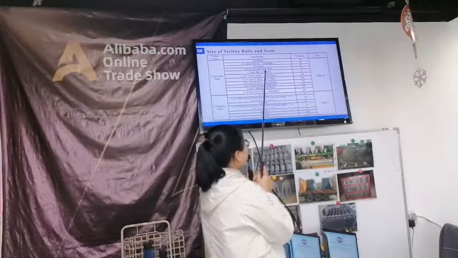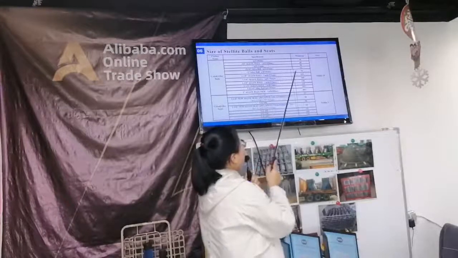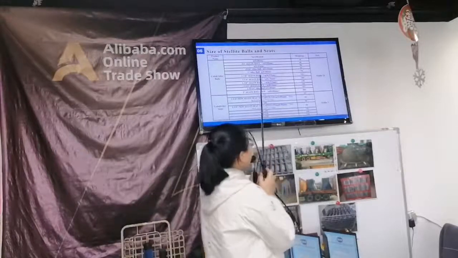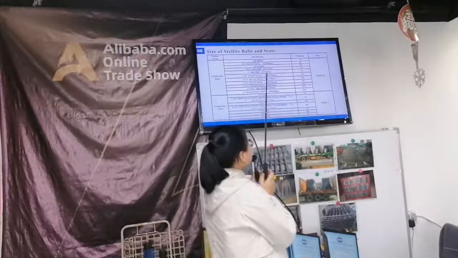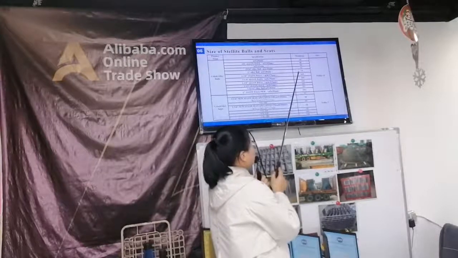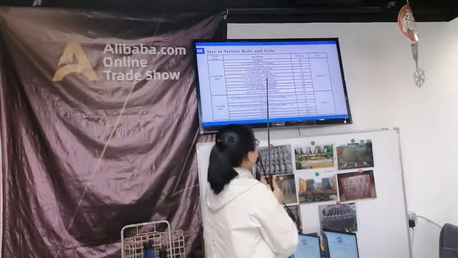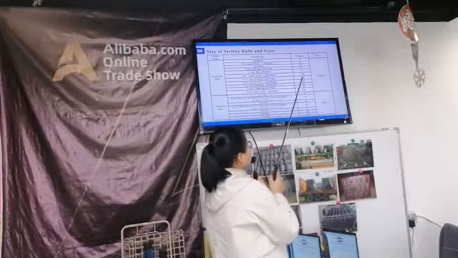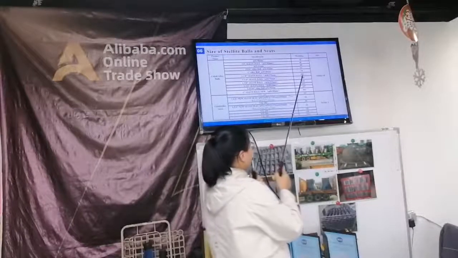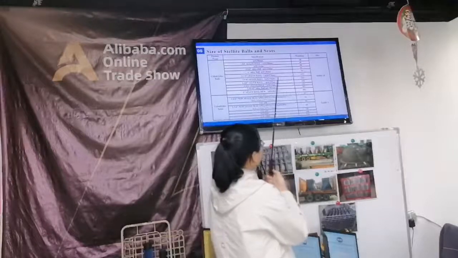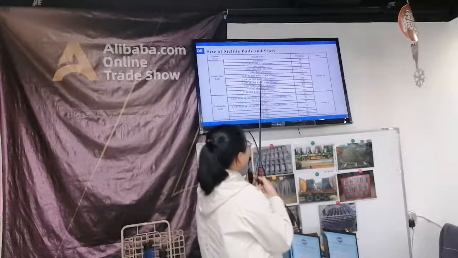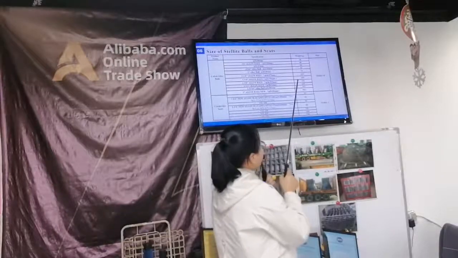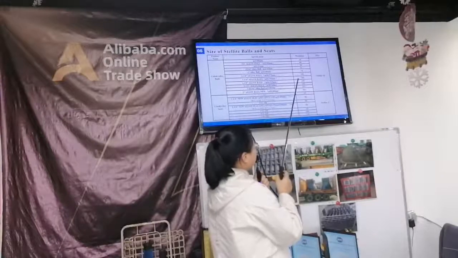Diameter 23.83 mm, the unit weight is 61 grams. Diameter 25.4 mm, the unit weight is 74 grams. Diameter 28.575 mm, the unit weight is 105 grams. Diameter 31.75 mm, the unit weight is 145 grams.